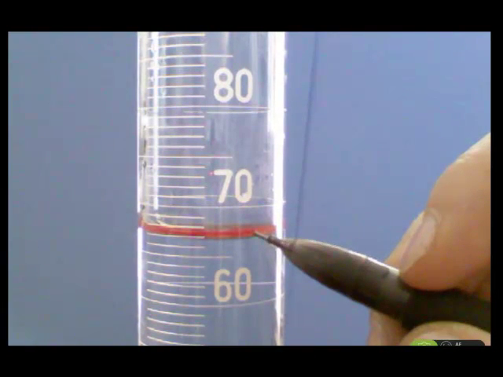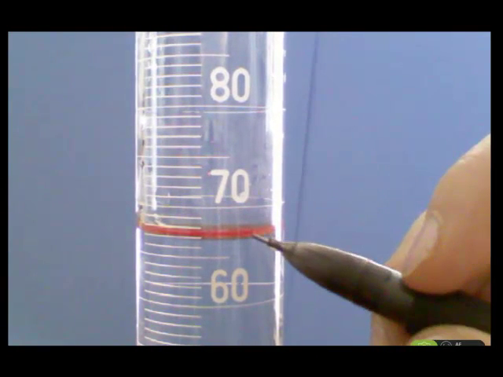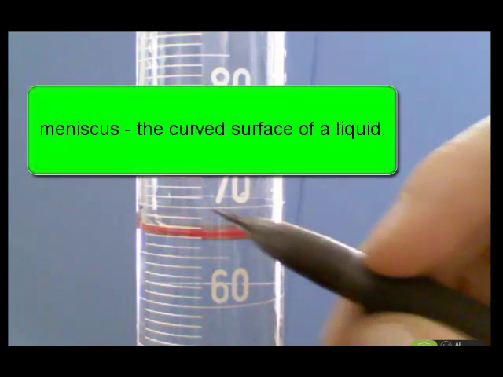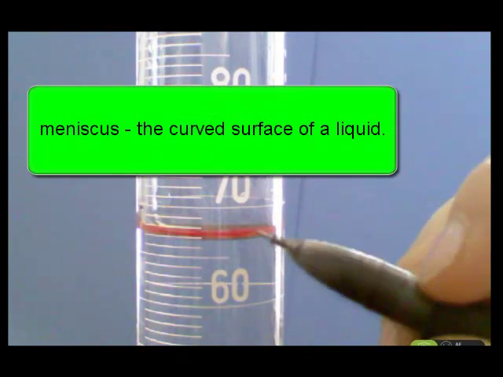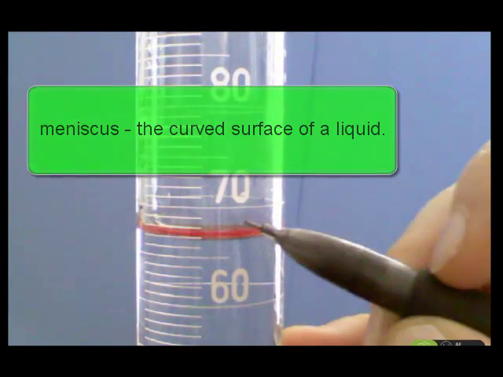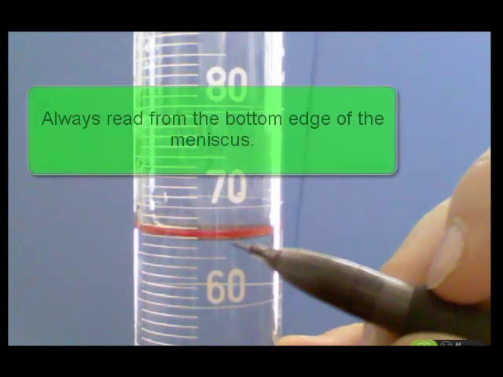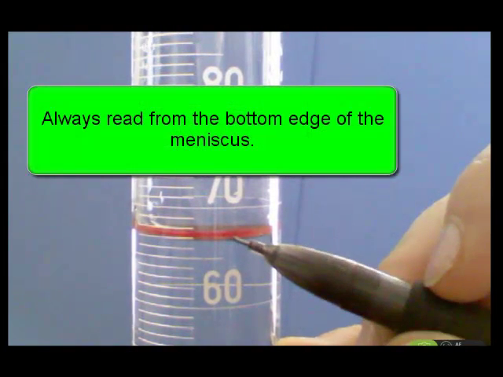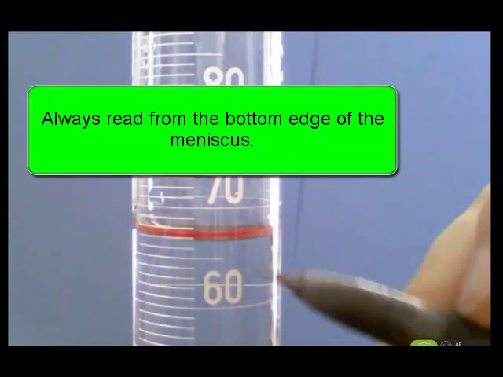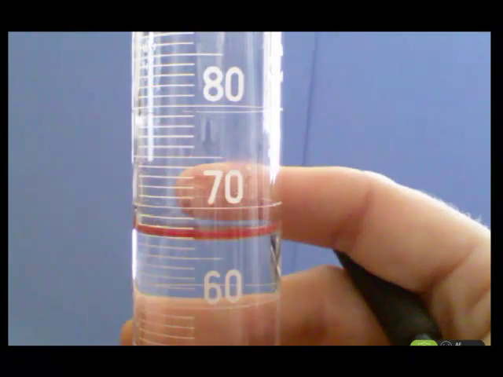Also, it kind of looks like it has some thickness to it, and that's because the surface of the water is curved. That curved surface is called a meniscus, and it usually happens when we have a glass container. We always read at the bottom edge of that meniscus. So this red color actually is helping us see where the bottom edge of the meniscus is.